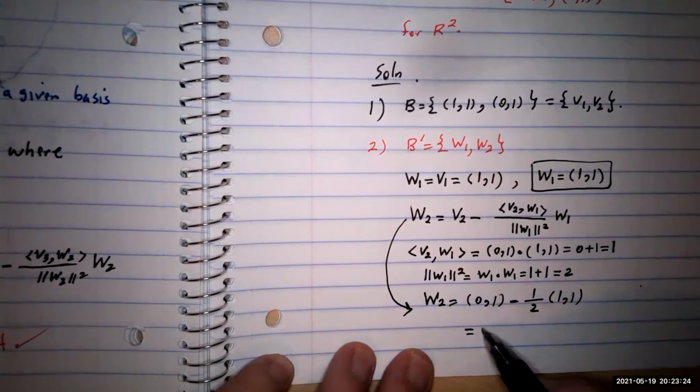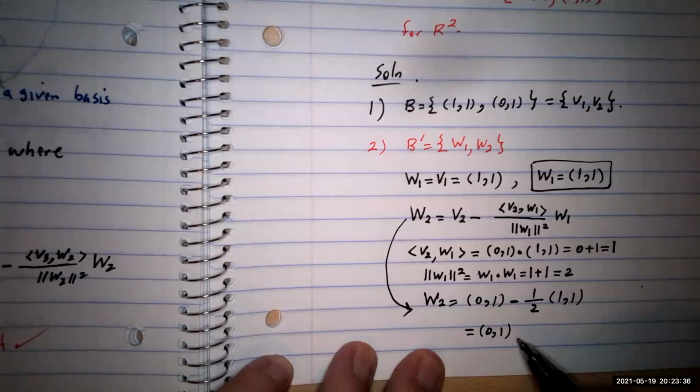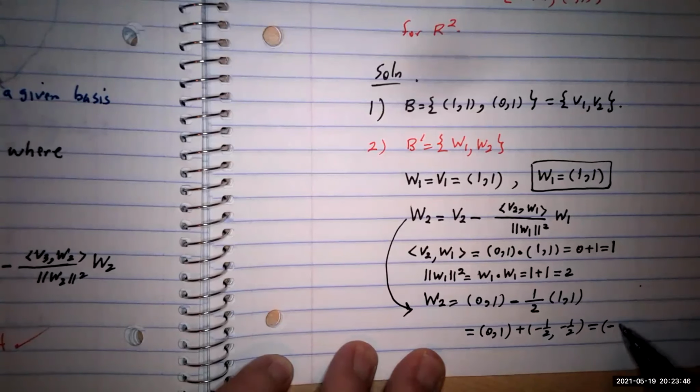Okay, so this is going to be equal to (0, 1). I just multiply this negative 1 inside, so that gives a negative half and a negative half. So if you add them together, that gives you a negative half and a 1 half.